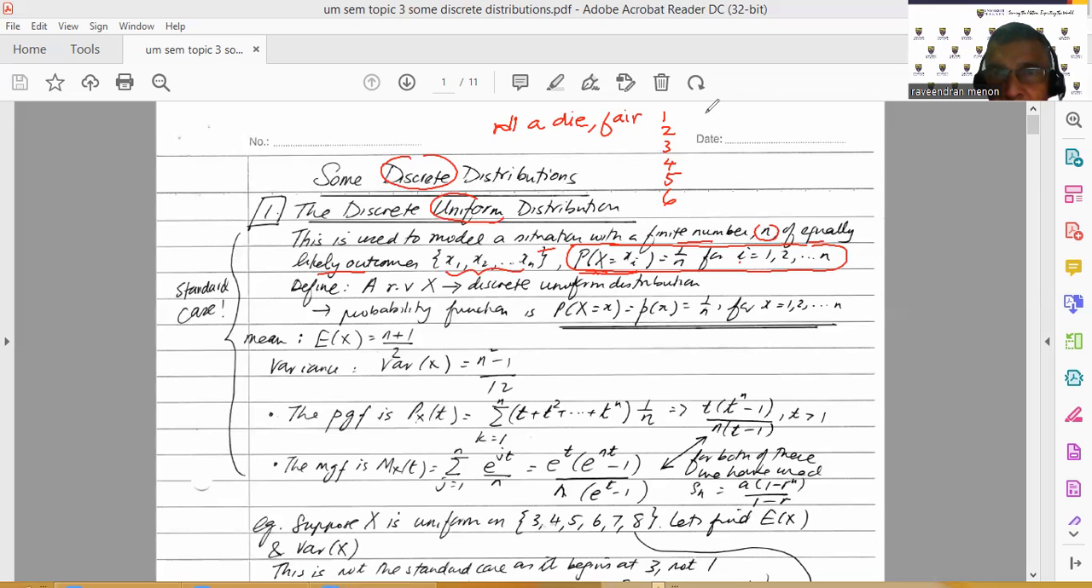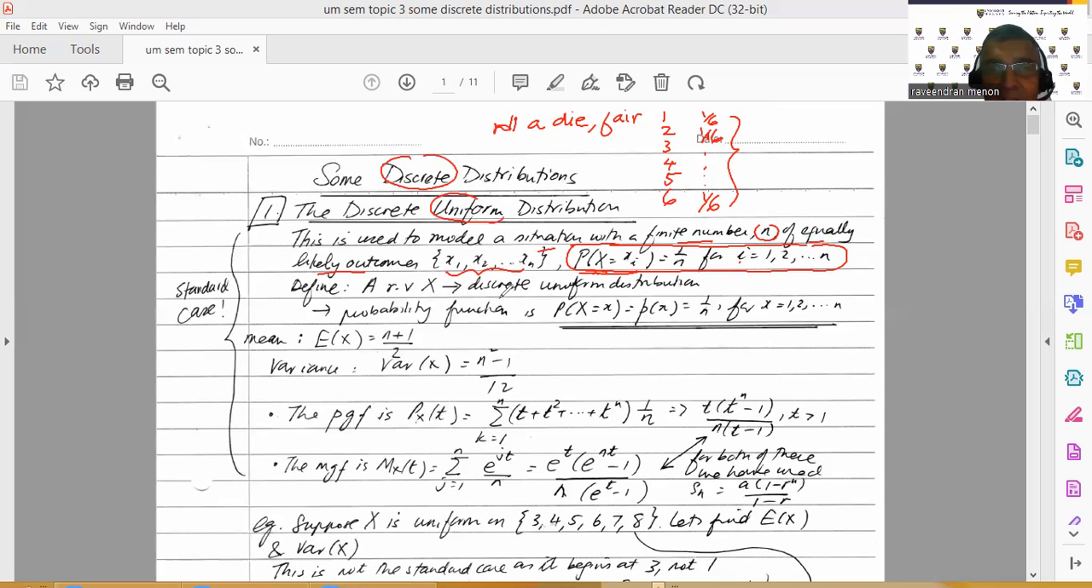And what's the probability here? It's a fair 6-face die. So I have 1 over 6, 1 over 6, all the way up to here, which is 1 over 6. That's what we mean by 1 over n here. Okay, good. So this is the easiest discrete uniform distribution we can talk about.